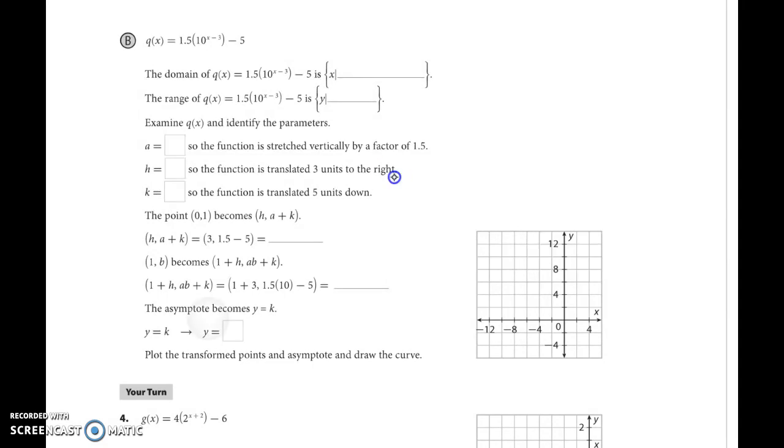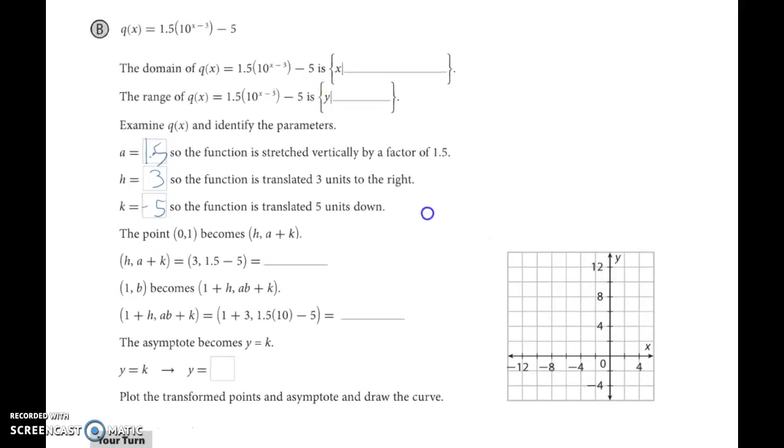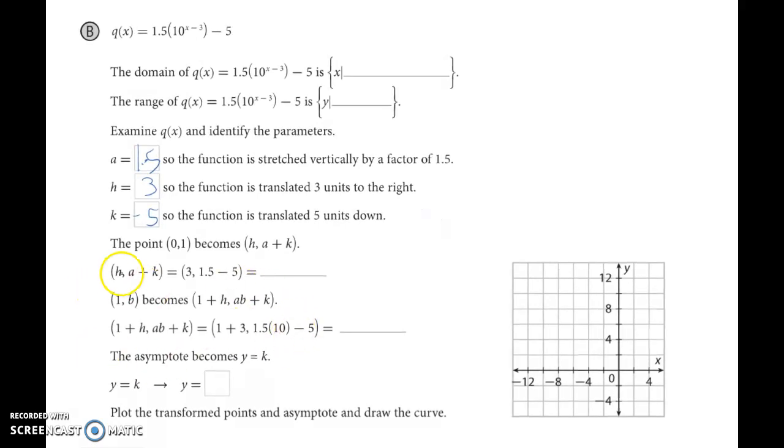Let's look at this one. There we go. So I'm going to identify the parameters. So what's A in this? A is 1.5. H is 3, and K is negative 5. And so if I'm doing it the way the book does, I have to memorize that 0, 1 goes to this, and 1, b goes to this. And I plug in all of those values, and I find my point. Okay, nothing wrong with doing it that way. Like I said, the book does it, and it works out great.